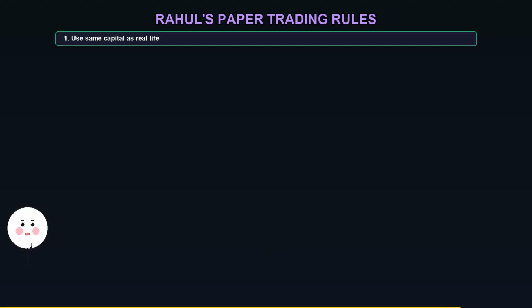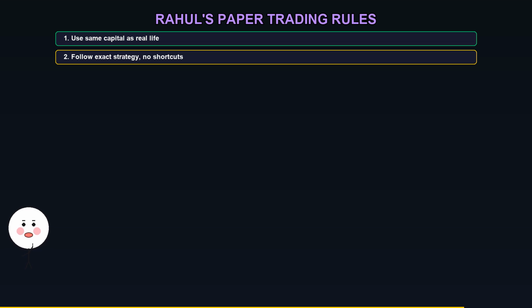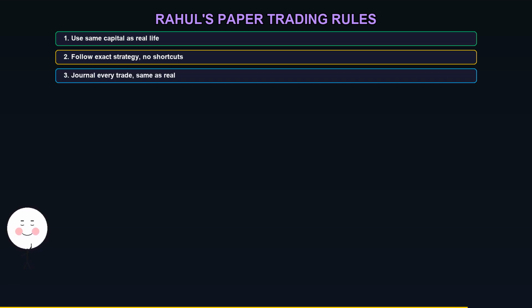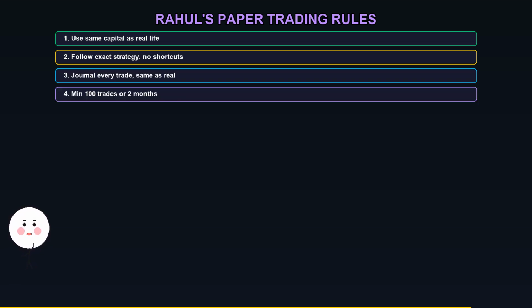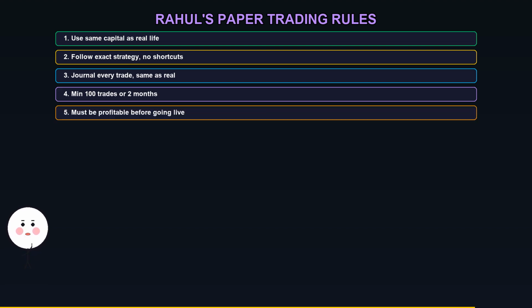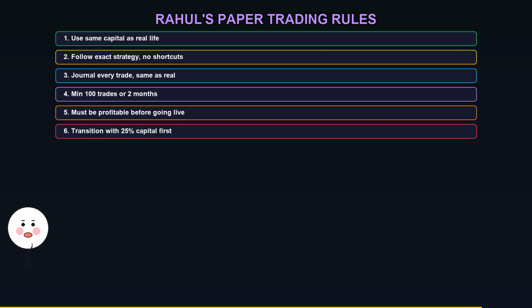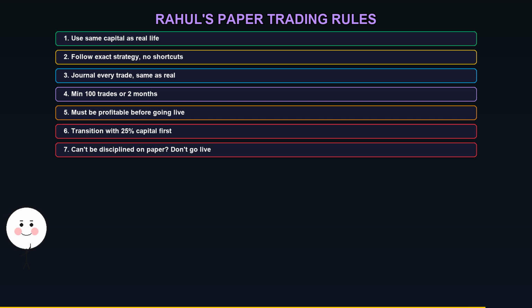Rahul's paper trading rules. 1. Use the same capital you plan to trade with in real life. 2. Follow your exact strategy. No shortcuts. 3. Journal every trade. Same as real. 4. Minimum 100 trades or 2 months. 5. Must be profitable before going live. 6. Transition with 25% capital first. 7. If you cannot be disciplined on paper, do not go live.